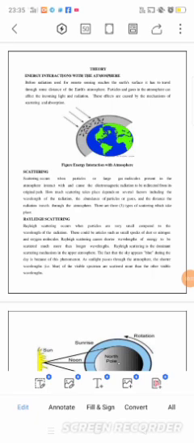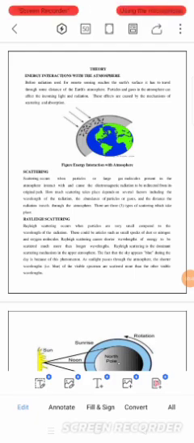Scattering occurs when the particles or large gas molecules present in the atmosphere interact with and cause the electromagnetic radiation to be reflected from its original path. How much scattering takes place depends on several factors, including the wavelength of the radiation, the abundance of the particles or gases, and the distance the radiation travels through the atmosphere.